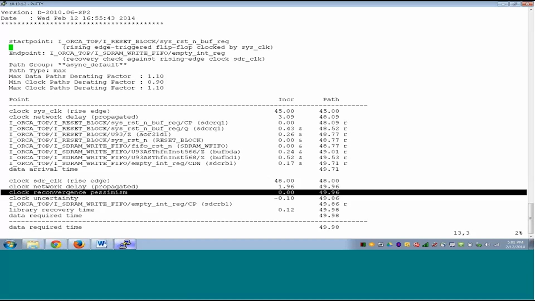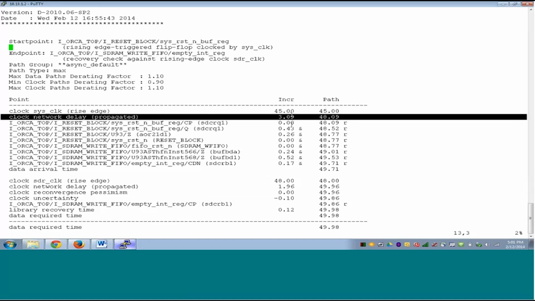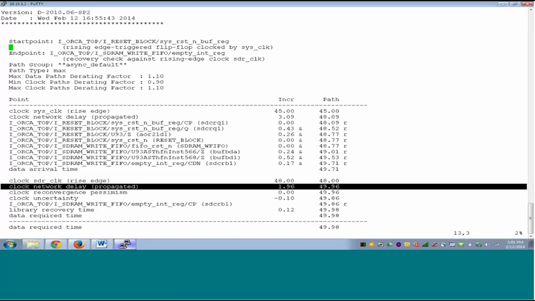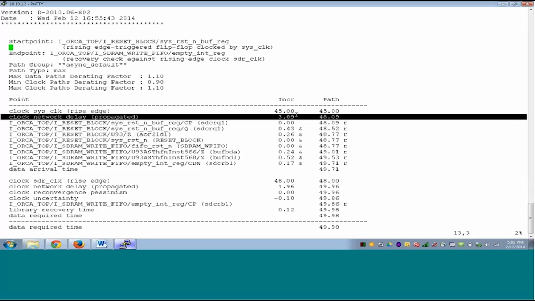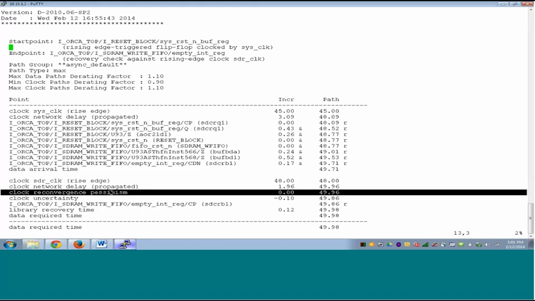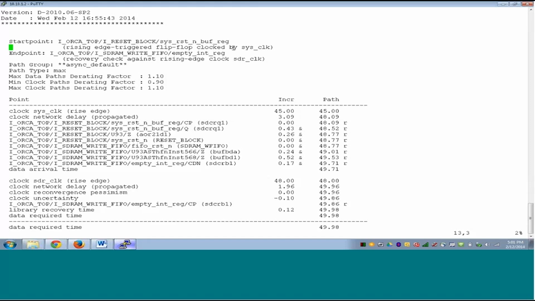But now I see that first indication, the skew mismatch: 3 and 1.96. There's a big difference. 1 nanosecond is a big skew. That is one indication that they are not synchronous. Second indication, there is no common path. These both are coming from primary ports. So there is a second indication that they are asynchronous to each other. Let's see other reports.